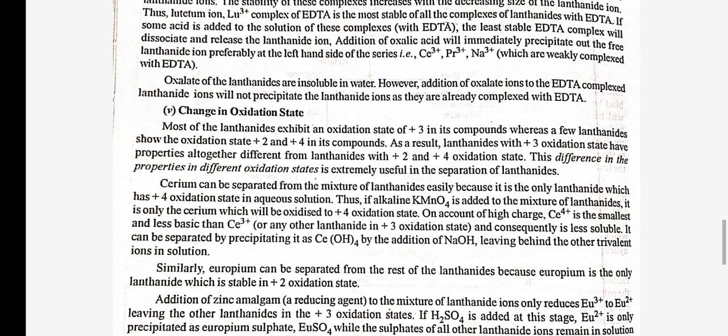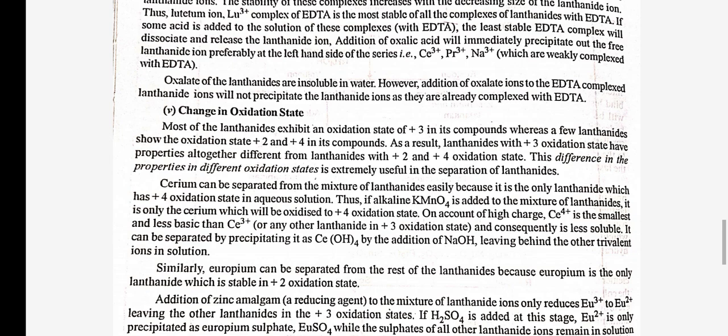Change in the oxidation state. Most of the lanthanides exhibit an oxidation state of +3 in their compounds, whereas a few lanthanides show the oxidation state +2 and +4 in their compounds. As a result, lanthanides with the +3 oxidation state have properties quite different from the lanthanoids with +2 and +4 oxidation states. The difference in the properties in the different oxidation states is extremely useful in the separation of lanthanides.